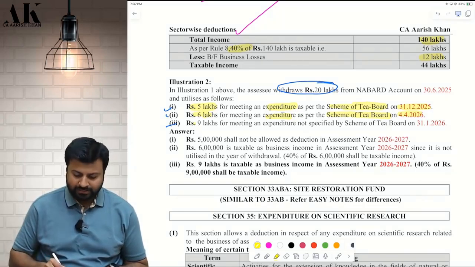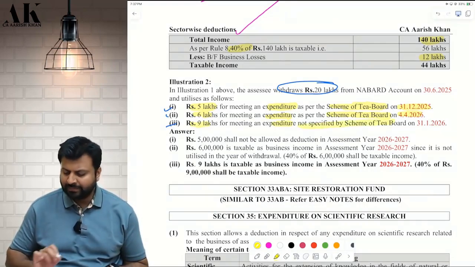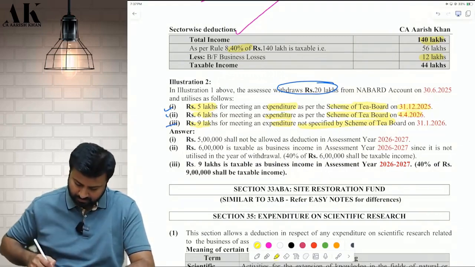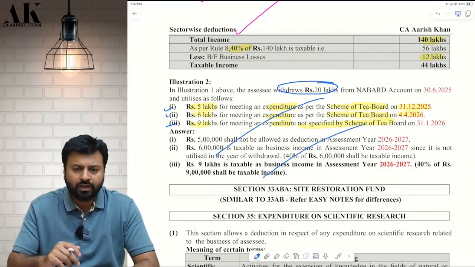And last but not least, 9 lakh is incurred as an expenditure not specified by the T board. So this will be subject to deemed income. Are you clear? So this is what this section is all about. Okay.